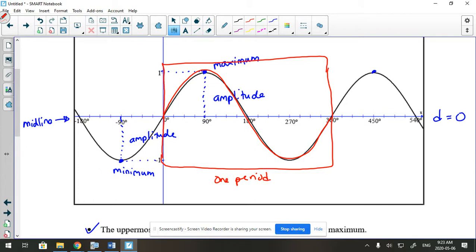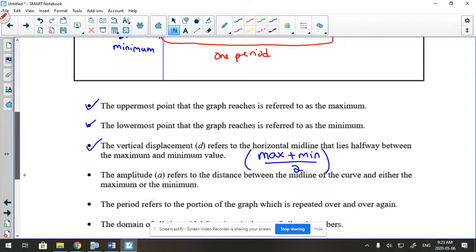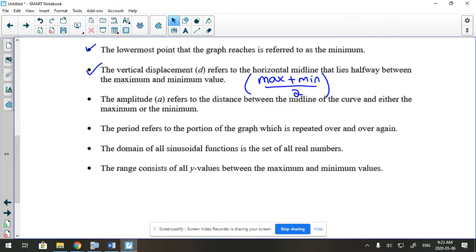Okay, domain of all sinusoidal functions. These curves go on forever. Domain refers to your x values, or in our case, our theta values. It is going to be all real numbers. So your domain here is x belongs to R. It goes wider and wider and wider forever.